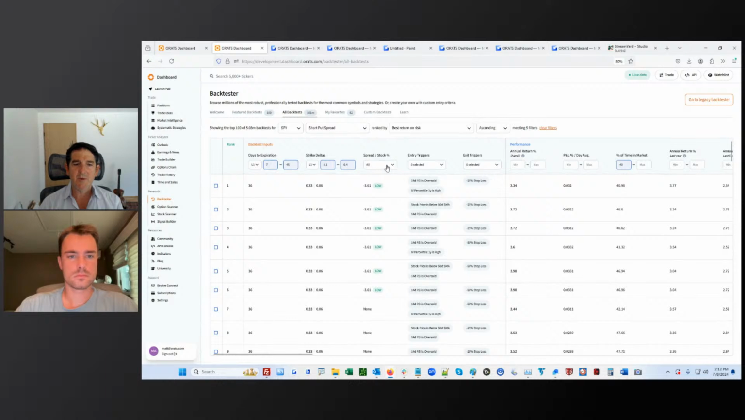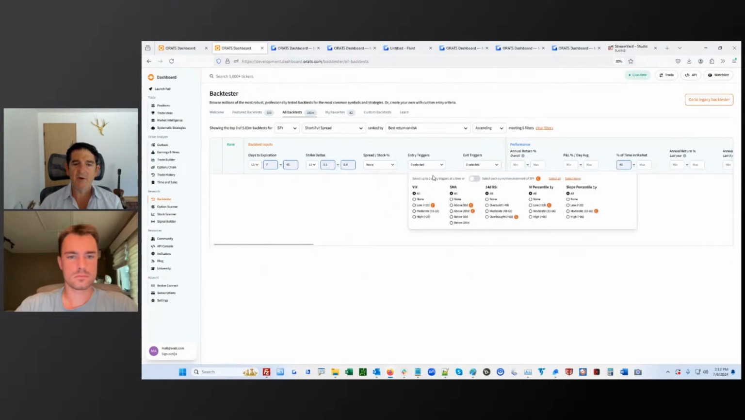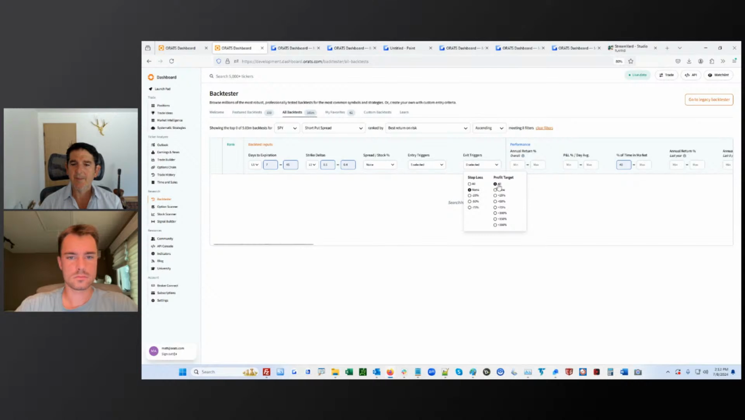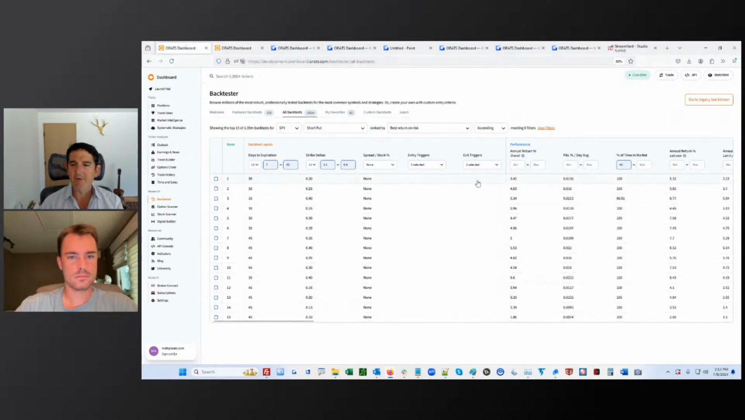So we're going to do the same here. We want none, no entry triggers, no exit triggers. Okay, so then it's more comparing apples to apples. And so what we're going to do is we're going to say, well, what is better? What do we like better?